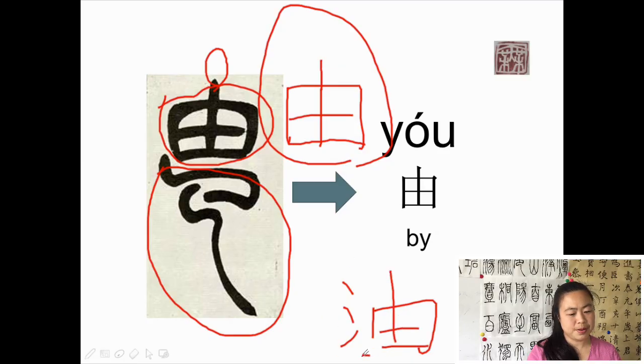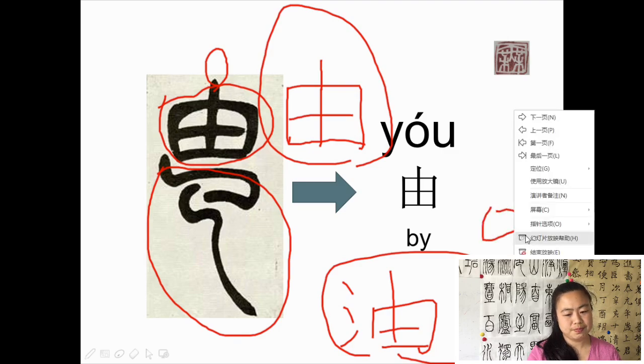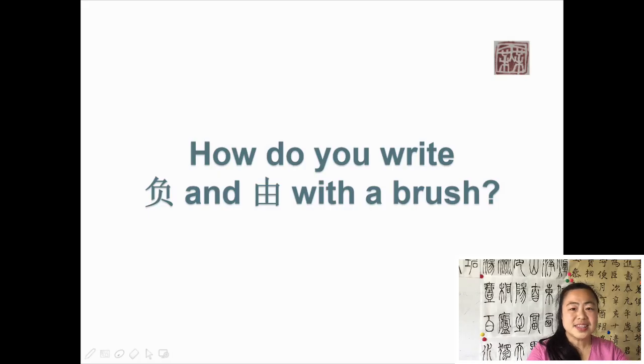Do you still remember these three? This means water, right? So this means oil. Okay, these are the backgrounds of these two characters.